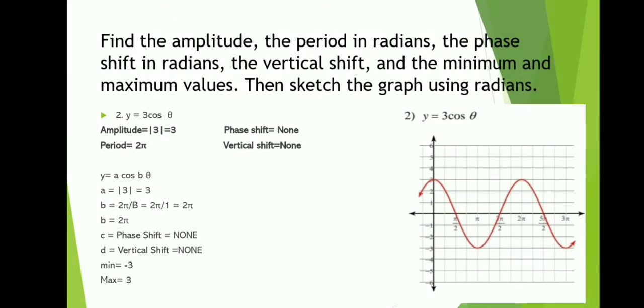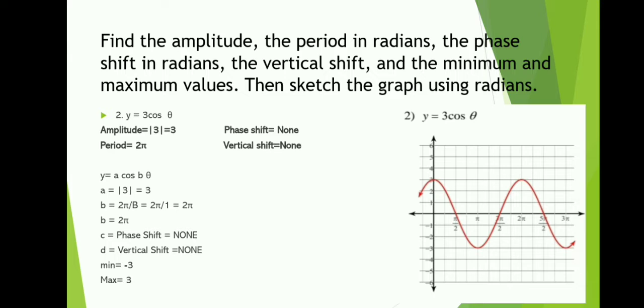Number 2 is y equals 3 cosine theta. Ang number 2 is cosine. So same lang siya, the amplitude, the period in radians, phase shift, and vertical shift. y equals a cosine b theta is the trig function. So, sa amplitude is 3. Ang 3 is given already. And the period in radians is 2 pi.